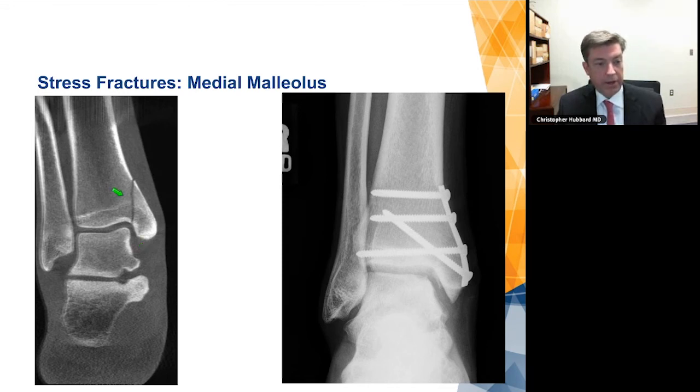The medial malleolus stress fracture can be subtle as well on x-ray. This is a CAT scan.